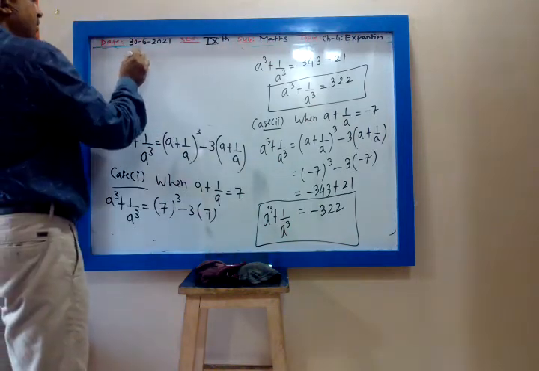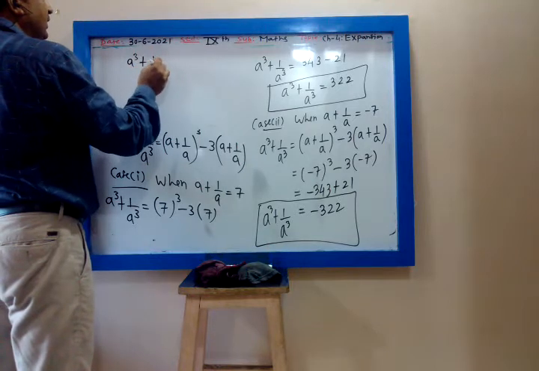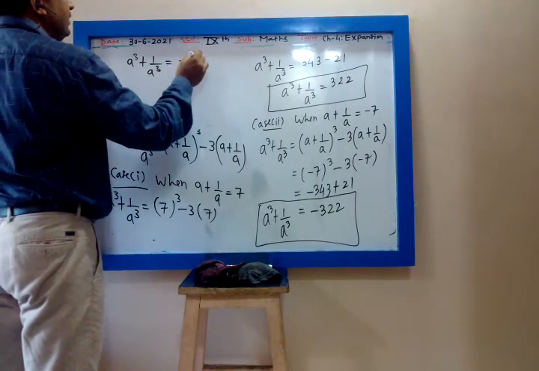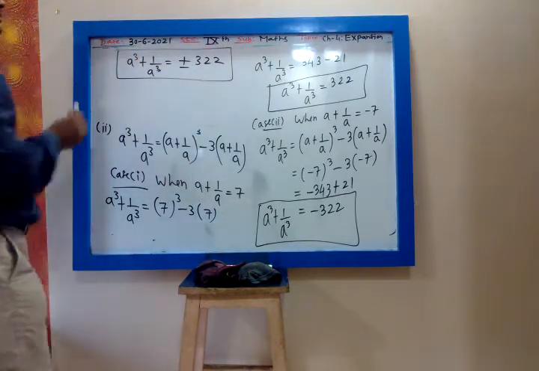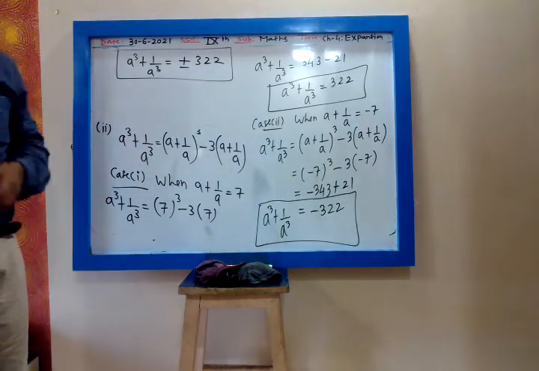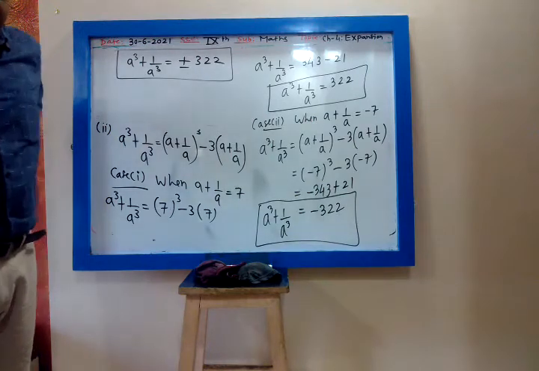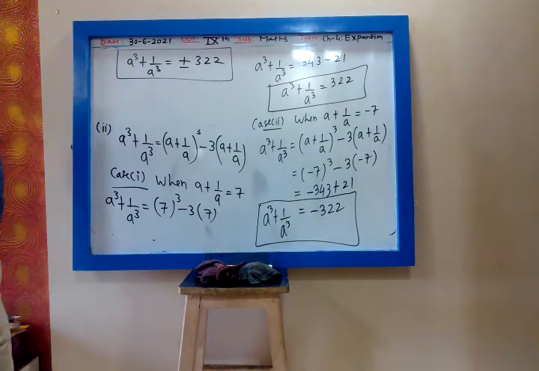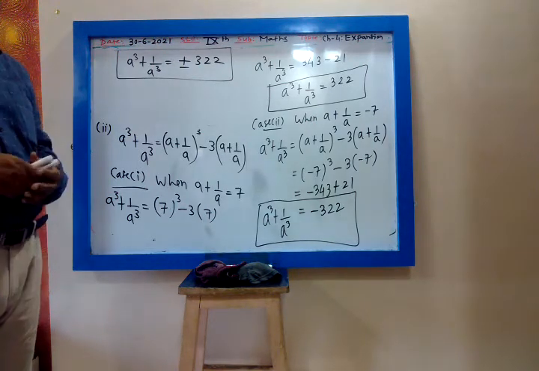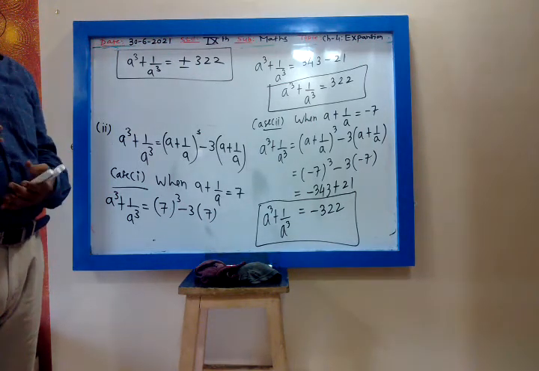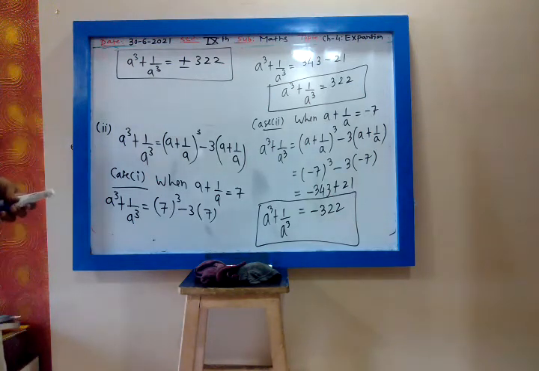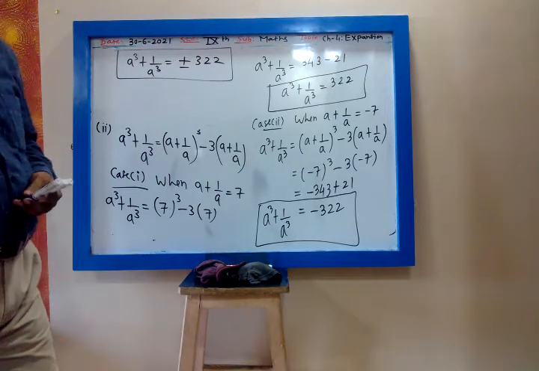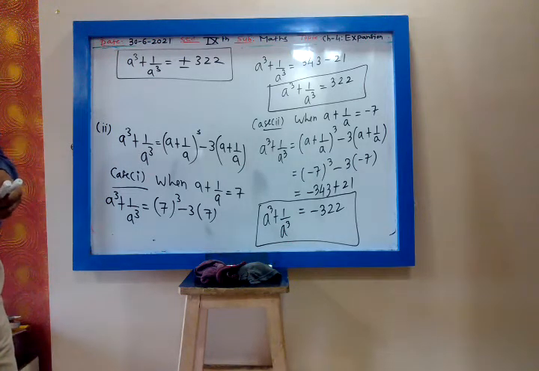A cube plus 1 upon a cube is plus minus 322, because in case 1 it is plus 322, in second case it is minus 322. So we write plus minus. Is it clear? So whenever it is square, we directly write plus minus, because square of positive and negative is positive. But whenever it is cube, you have to consider separate cases, whenever it is plus sign, whenever it is minus sign. Okay.